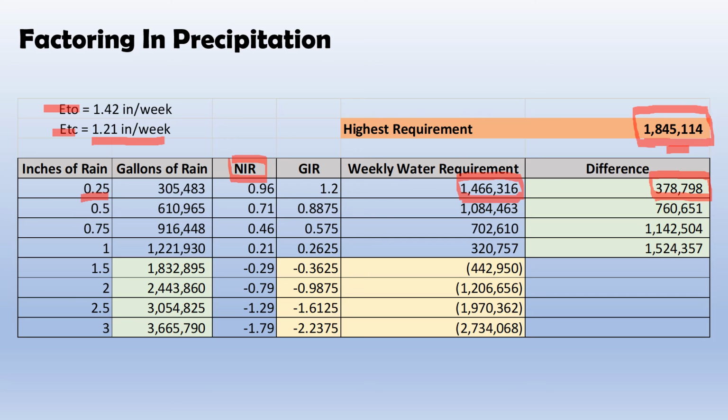All right, so when we look at this chart, eventually we get down to where you can get enough rain. Once you exceed your ETc value in rainfall, you're going to have a negative weekly water requirement, because you already got what this model predicts you'll need. So over 1.21 inches of rain in a week, theoretically you wouldn't need to run any irrigation. You can also see here 1.5 inches of rain dumping nearly 2 million gallons of water on the golf course.